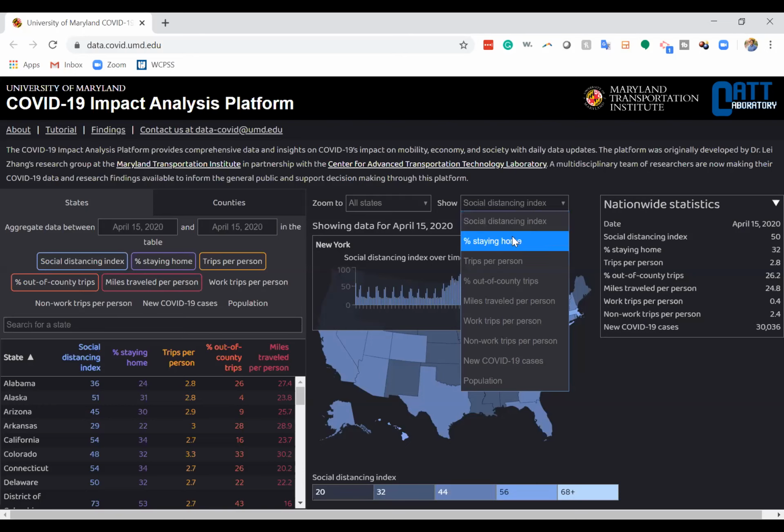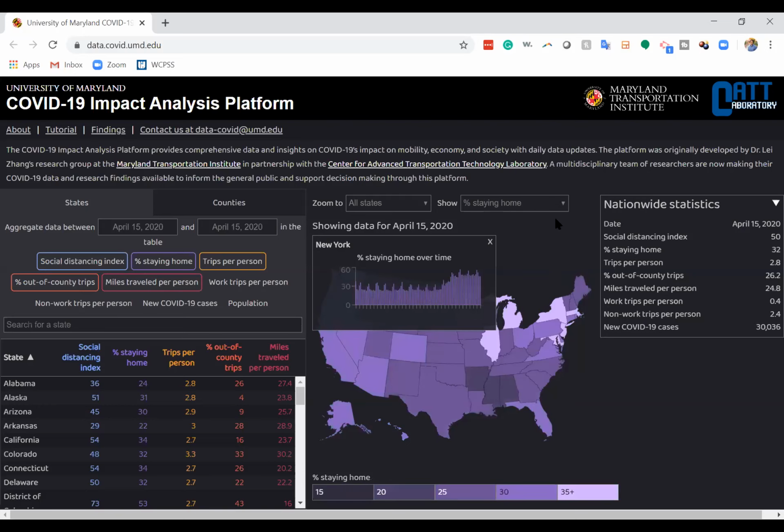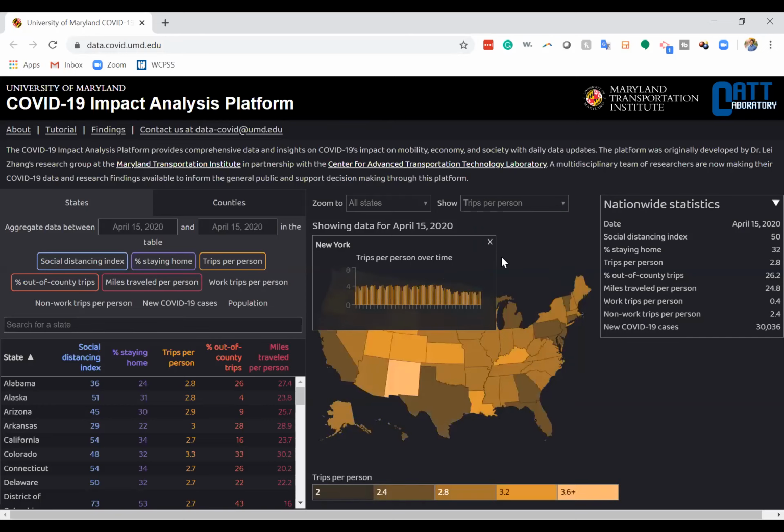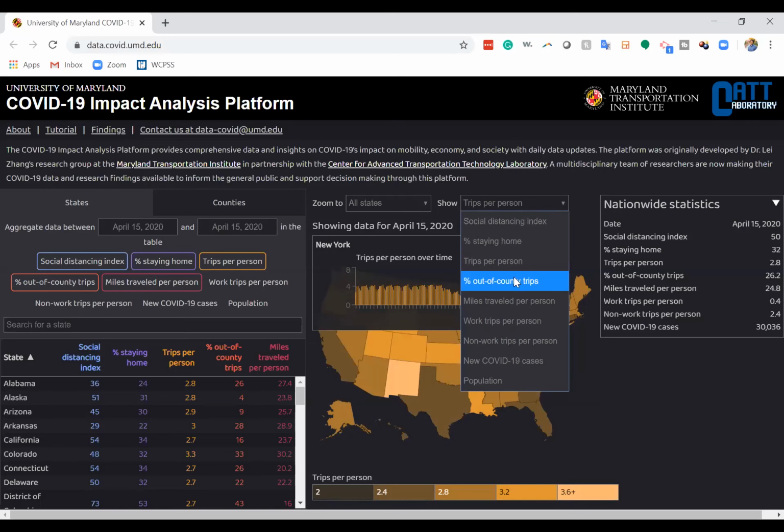We can look at the percent staying home, and we're going to see a similar pattern there. We see the weekends in the January, February, early March timeframe, and then as COVID-19 cases increased, a higher percentage of people staying home over time. We see trips per person decreasing over time. We can see some weekend effect in January and February, and then through today where we see just the overall number of trips decreasing over time.